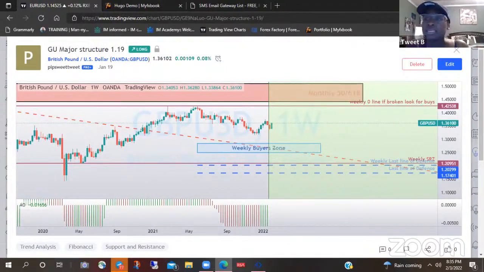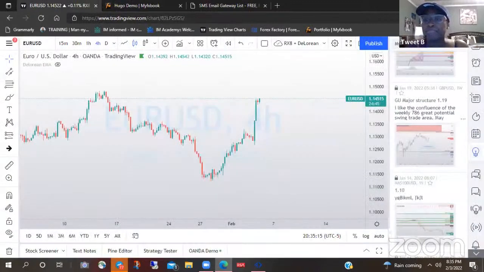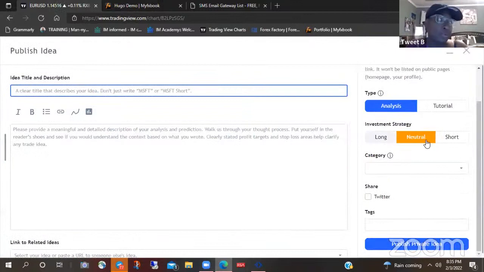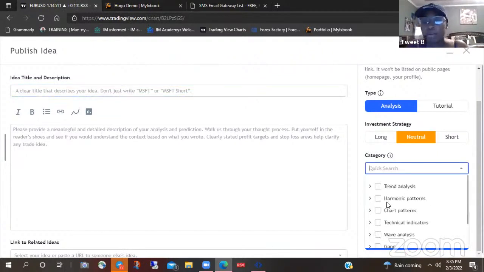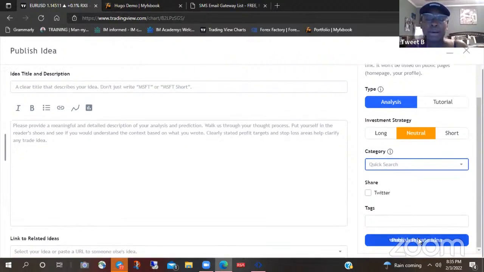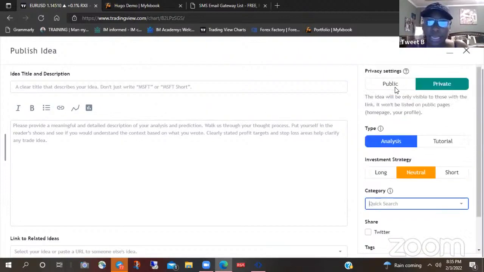And the way you set these is you hit this little light bulb button, you hit the plus sign, and then you type out whatever you want to type out. If you're doing a long or short, or you don't know what's going on, you can click this button. And then here you have different categories. So if you're trading trends or harmonics or chart patterns, whatever it is, you can mark that there. And then you can publish the idea. You can publish it as private, or you can publish it as public.